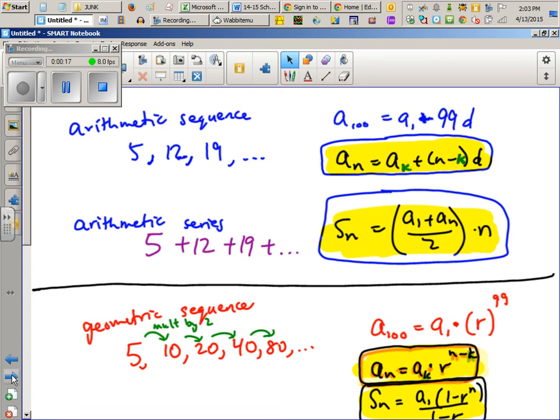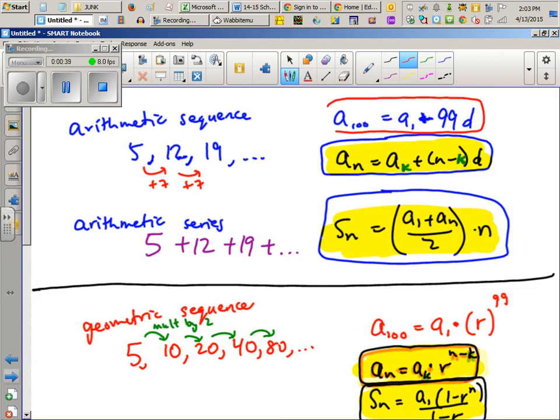So the arithmetic sequence was a sequence like 5, 12, 19. You can see that the sequence goes up by the same amount each time. So 5, 12, 19, that's up by 7s each time. And if you wanted to find the 100th number, you could use a100 equals the first term plus 99 common differences, 99 sevens, that is, so 99 times 7. Or you can just use this general formula right here.